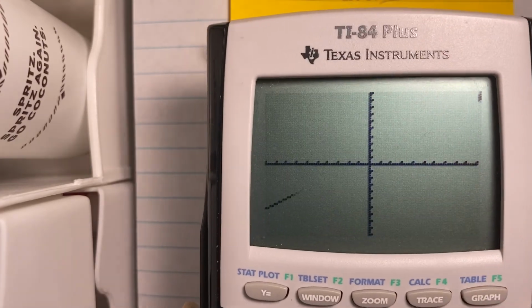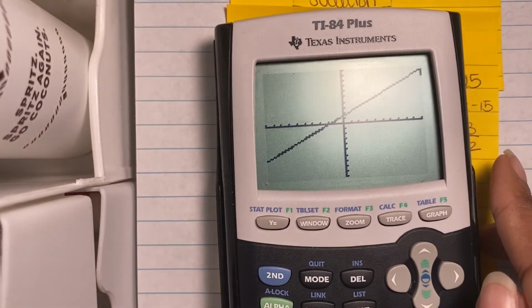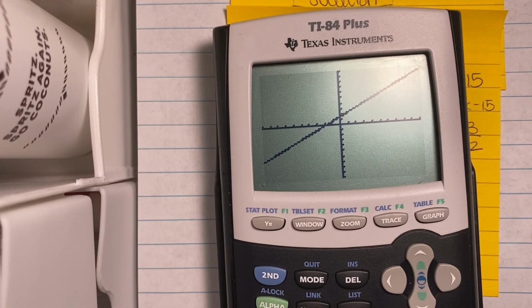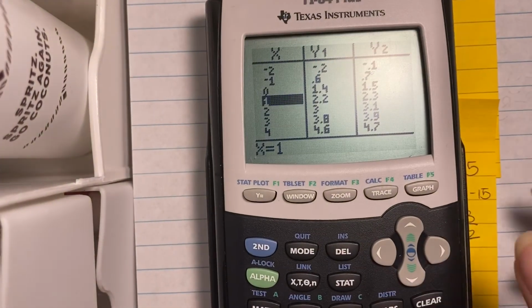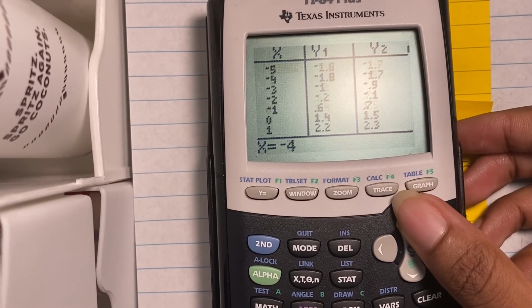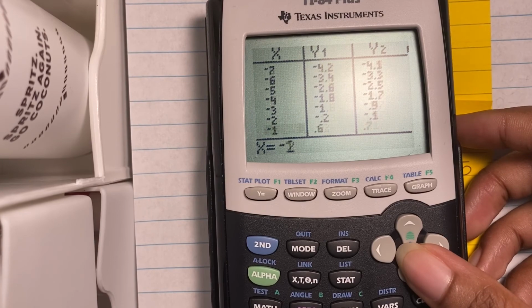Calculator is really going to be your best friend, but I plugged this into my calculator, and obviously it has the same slope and different y-intercepts, so that means it's going to keep going up the same way and they're never going to touch because of the same slope. And so I went into my table, and yeah, they're really close to touching, but they're never going to because of the same slope.